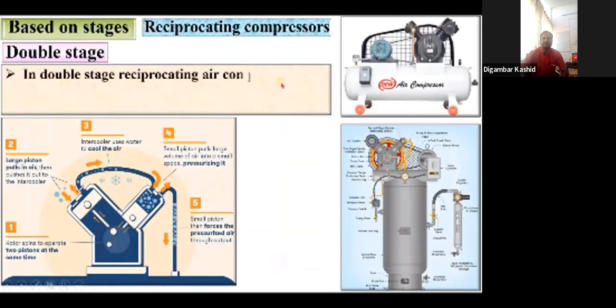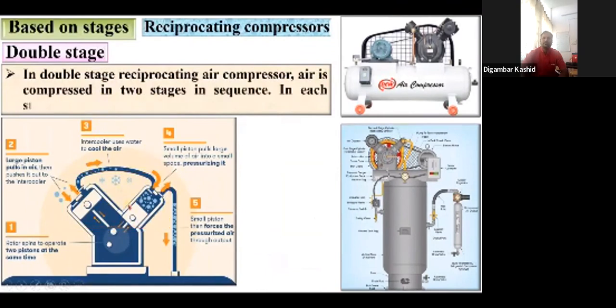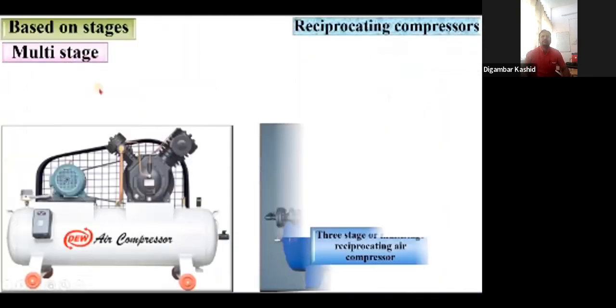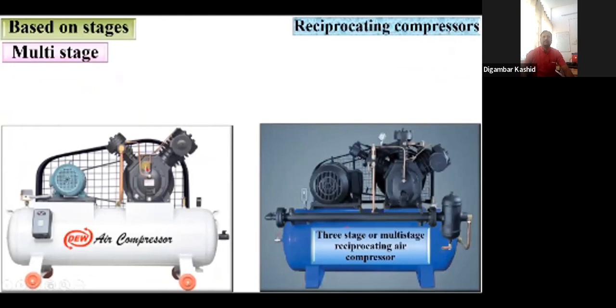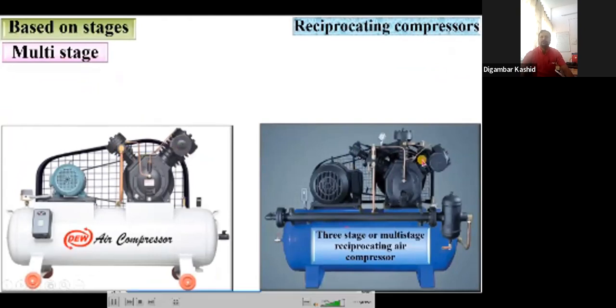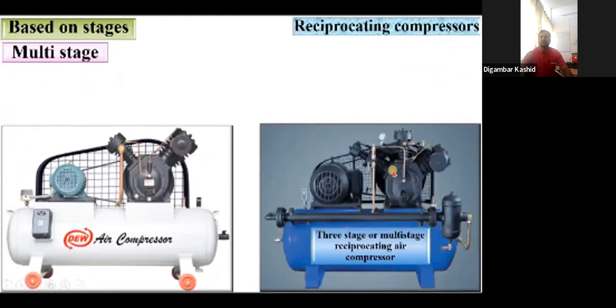In double stage reciprocating air compressor, air is compressed in two stages in sequence. In each stage, pressure of air is increased. This is called multi-staging. Here you can see two-stage air compressor. Here also you can see two-stage air compressor. Next, multi-stage. So here you can see two-stage, and here you can see three-stage. So you can say it is multi-stage air compressor.